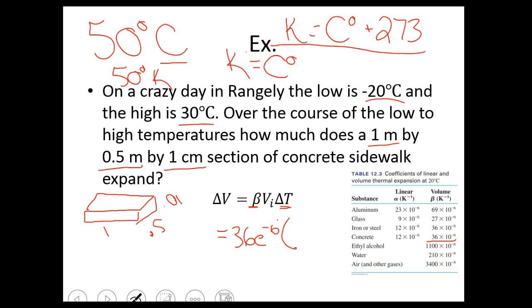The volume of this thing is going to be 1 times 0.5 times 0.01, which I will find to be 0.005 cubic meters. And then that temperature difference is 50 Kelvin or 50 degrees Celsius, your choice, which gives me an ultimate volumetric expansion of 9e to the -6 cubic meters, right?